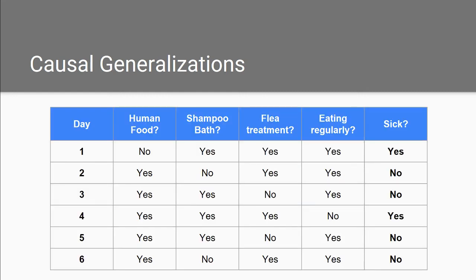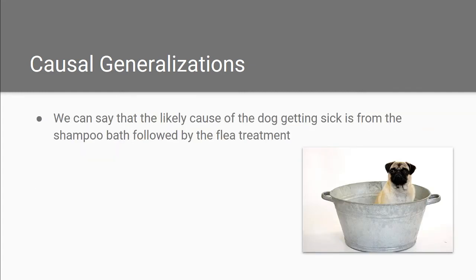And we do notice that on days 1 and 4, the dog got sick only after the shampoo bath followed by the flea treatment. So we can say that the likely cause of the dog getting sick is from the shampoo bath followed by the flea treatment. And again, I hope this makes sense. A similar example is in the reading, and you'll see the tables drawn up with the variables.